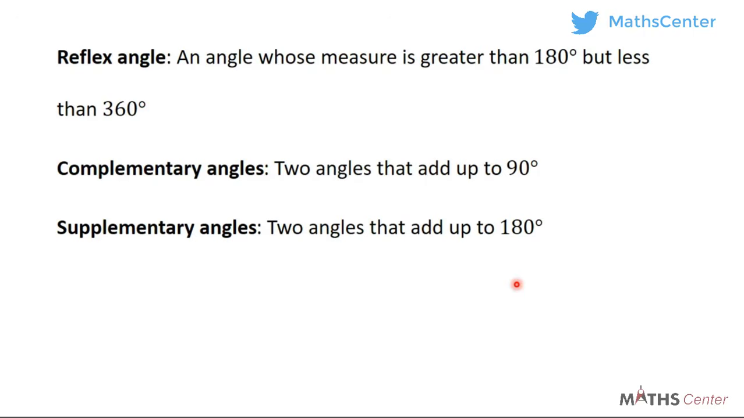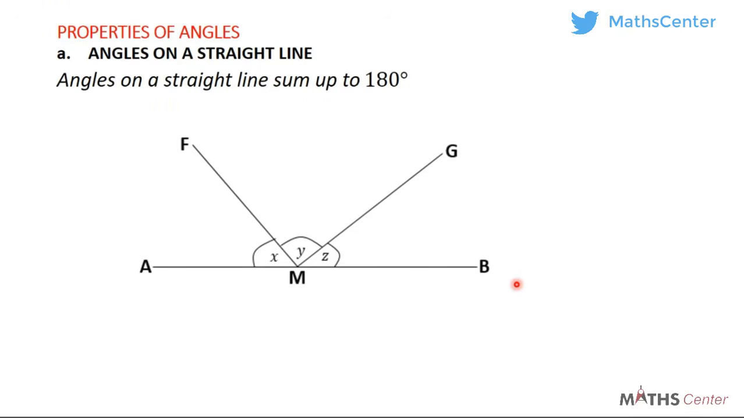We've learned about the types of angles. In this video also, we are going to learn about the properties of angles. Now pay attention to this very well. Properties of angles. And the first property we are considering is angles on a straight line. Let's say we have this straight line, line AMB as we have here. Now this is the straight line. We have line FM joining line AB. Then we have line GM also joining line AB.